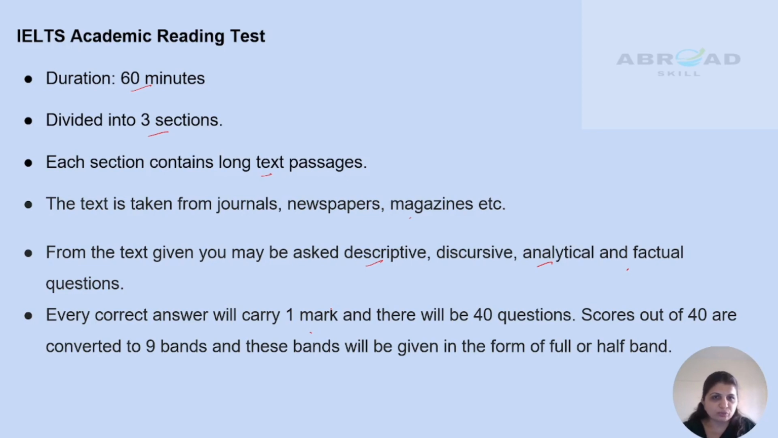So the total score out of 40 will be converted into 9 bands. Alright, and these bands can be in the form of a full or a half band. So suppose you are scoring 39 or 40 out of 40, your band score will be 9. But if your score dips to 38 or 37, your band score goes down to 8.5. Alright, so this is how the calculation is done.